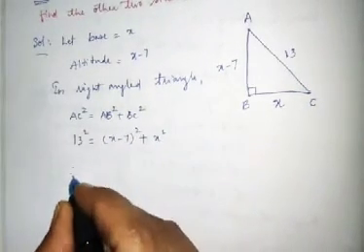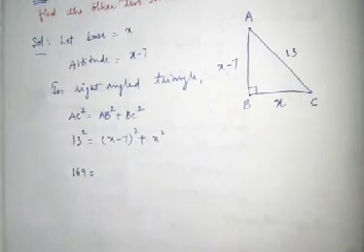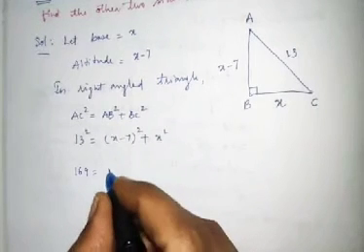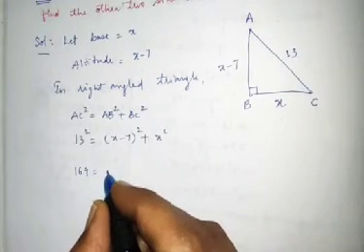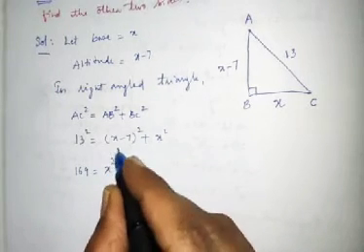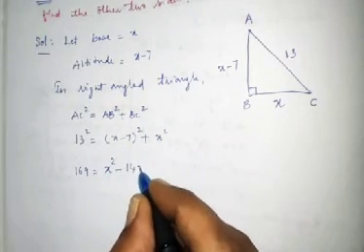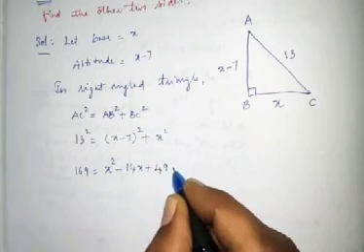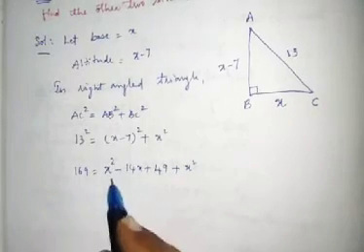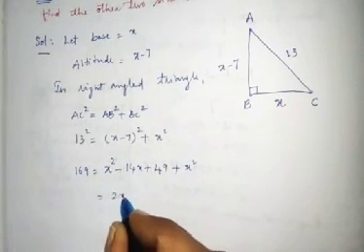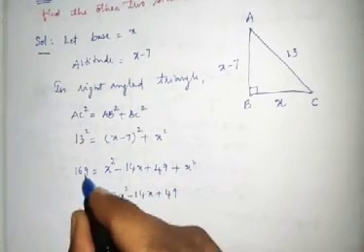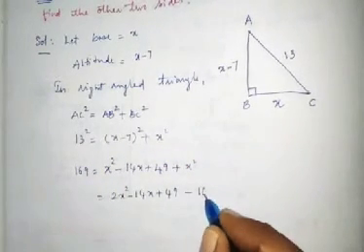So now 13 square is 169. This is going to be of the form (a minus b) whole square. Write it as a square minus 2ab plus b square. So a is x here. x square minus 2 into x into 7 is 14x, plus 7 square is 49, plus this x square. So now x square plus x square is 2x square minus 14x plus 49, and this one you shift to the other side, that is minus 169.